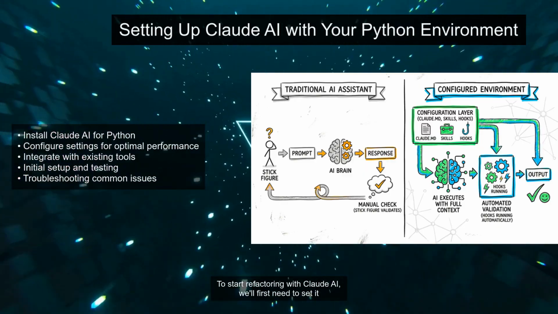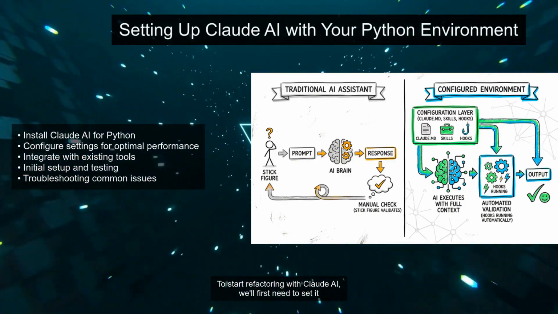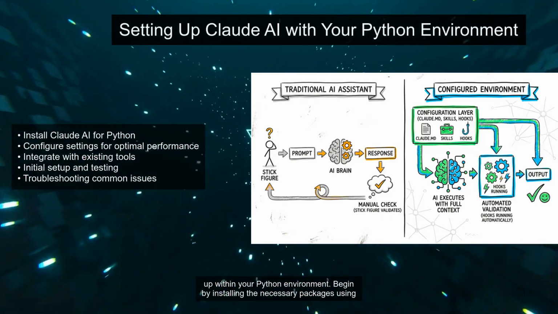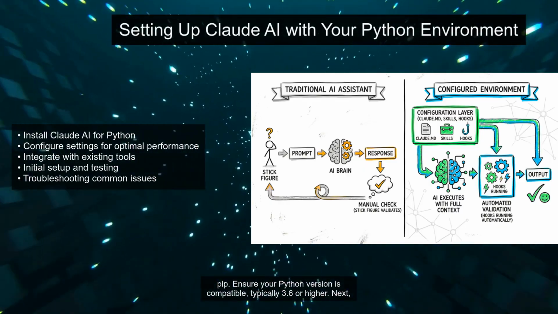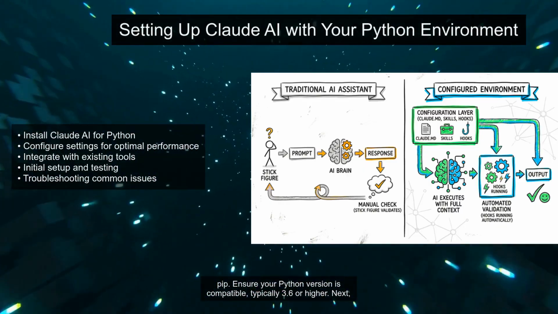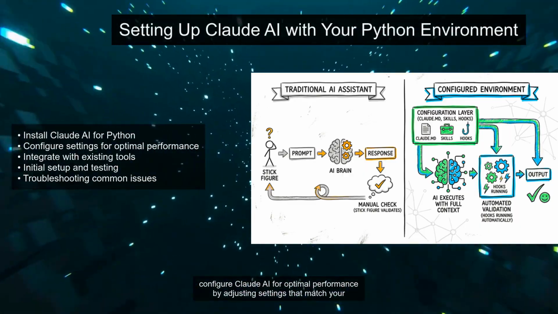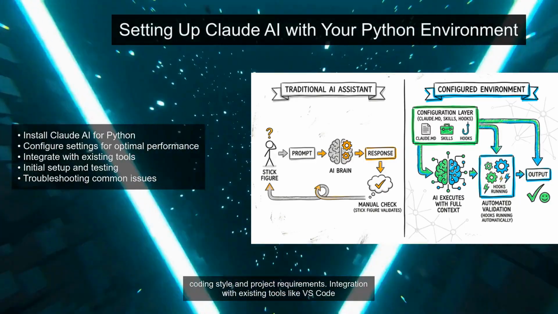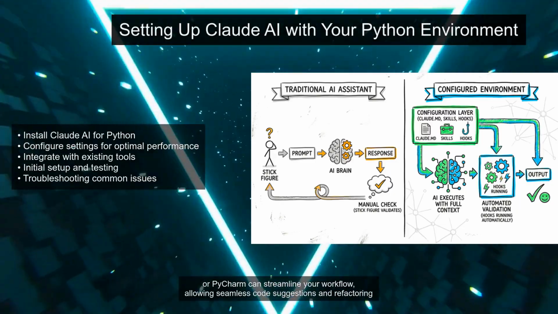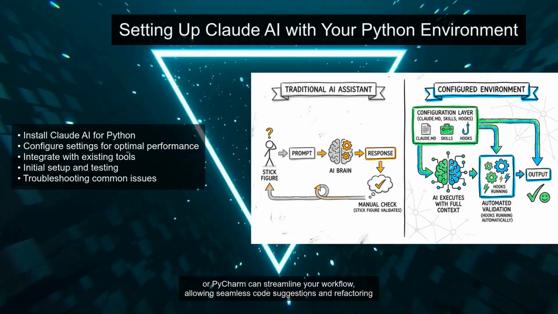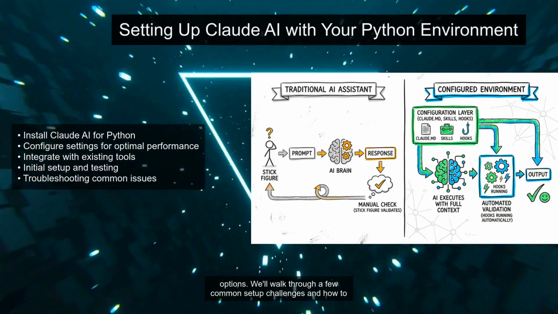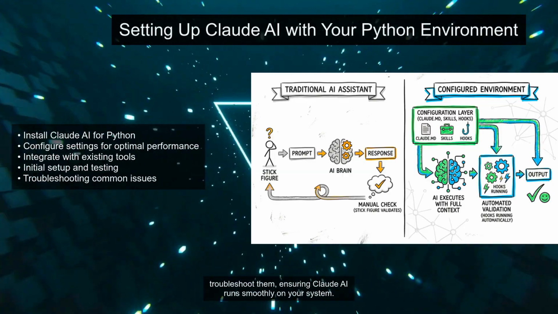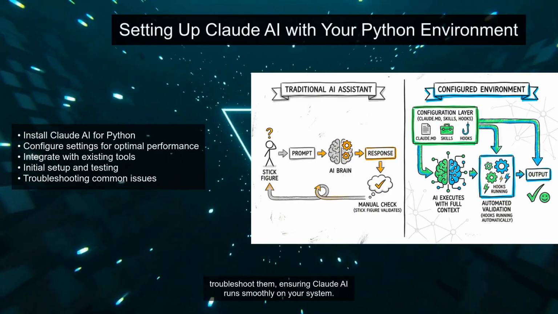To start refactoring with Claude AI, we'll first need to set it up within your Python environment. Begin by installing the necessary packages using pip. Ensure your Python version is compatible, typically 3.6 or higher. Next, configure Claude AI for optimal performance by adjusting settings that match your coding style and project requirements. Integration with existing tools like VS Code or PyCharm can streamline your workflow, allowing seamless code suggestions and refactoring options. We'll walk through a few common setup challenges and how to troubleshoot them, ensuring Claude AI runs smoothly on your system.